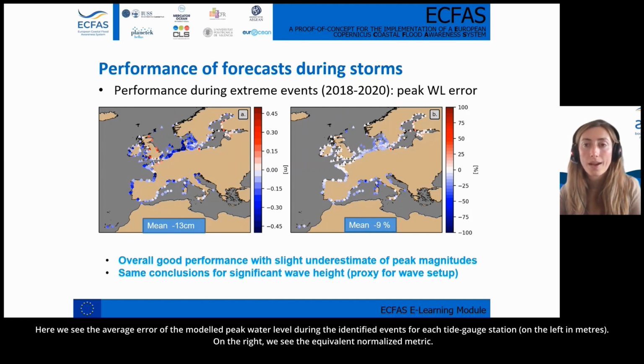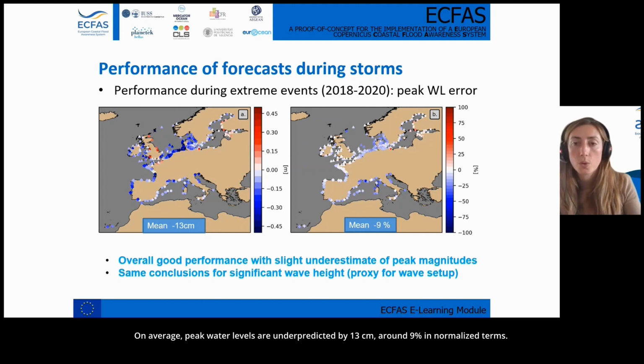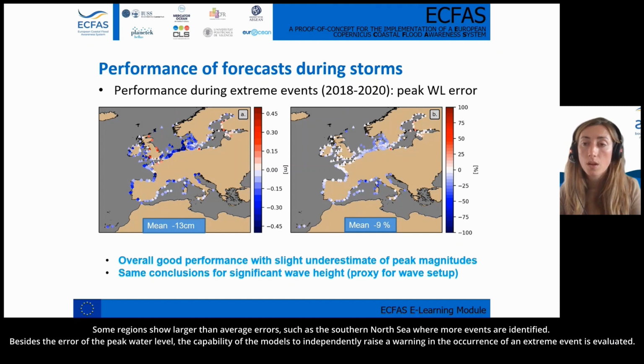Here we see the average error of the modeled peak water level during the identified events for each tide gauge location. That's on the left in meters, and on the right we see the equivalent normalized metric. So what we see is that on average, peak water levels during storms are underpredicted by 13 centimeters, that is 9% in normalized terms.